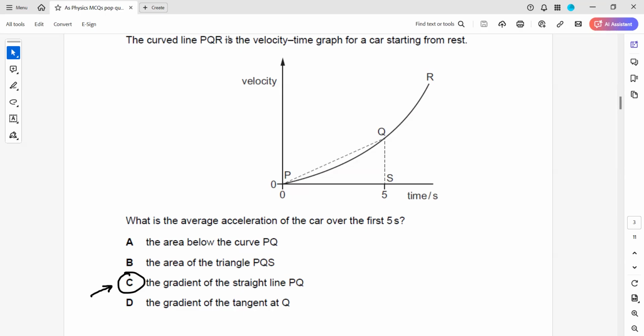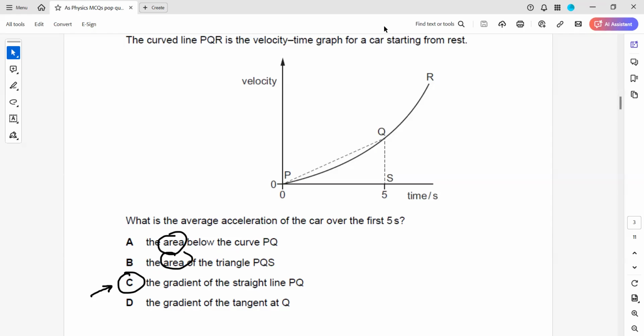Why B cannot be a right answer? Because the area will give us the distance traveled by an object. The area of the graph will always give us the distance traveled by an object. That's why A and B cannot be an answer. So two options are there.